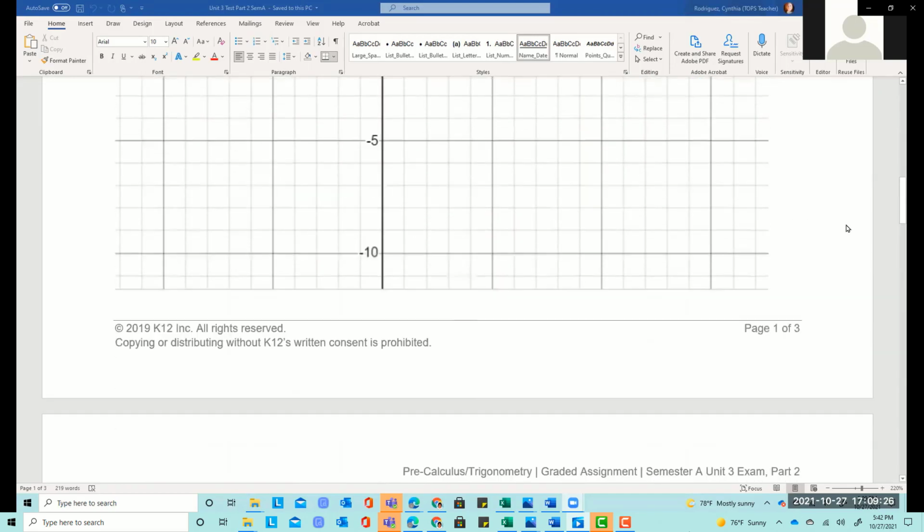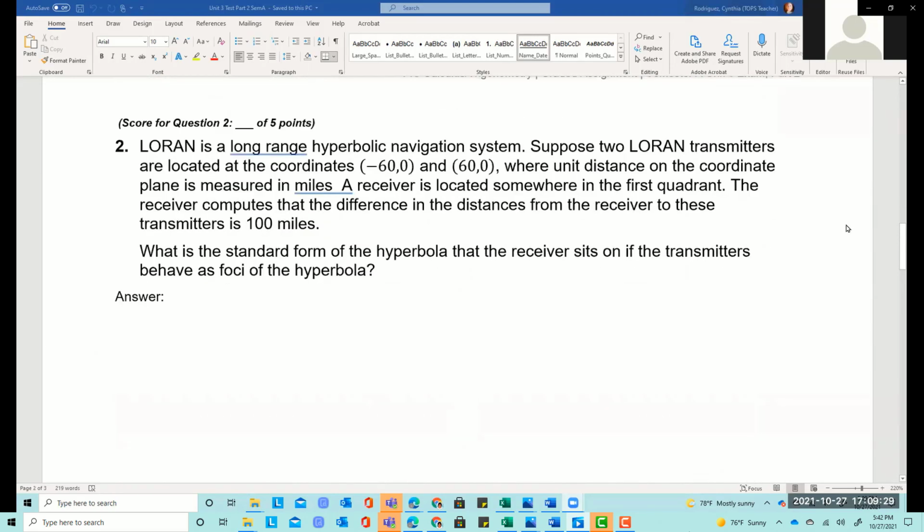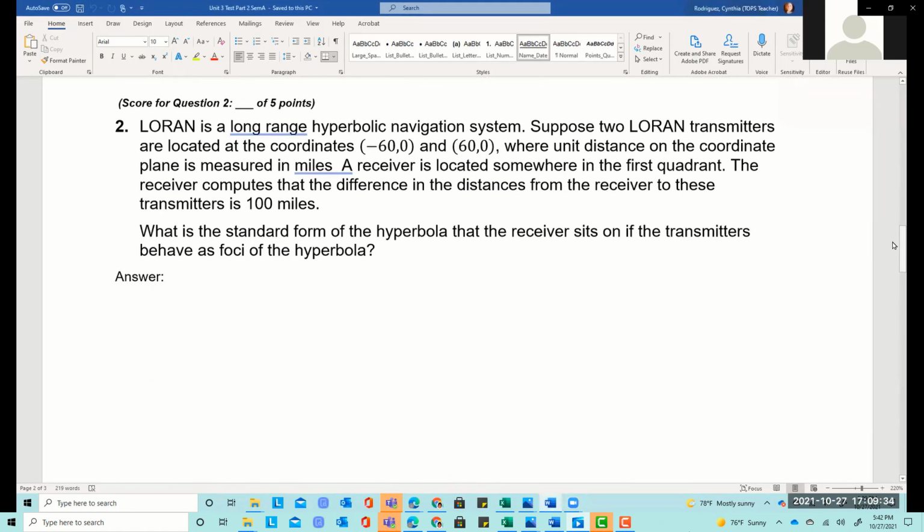All right, so let's go to question number 2. You want to read that question for me and I'll set it up? It says, LORAN is a long-range hyperbolic navigation system. Suppose 2 LORAN transmitters are located at the coordinates -60, 0 and +60, 0, where unit distance on the coordinate plane is measured in miles. Our receiver is located somewhere in the first quadrant. The receiver computes that the difference in the distances from the receiver to these transmitters is 100 miles.